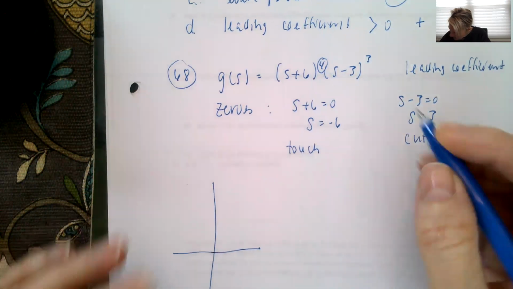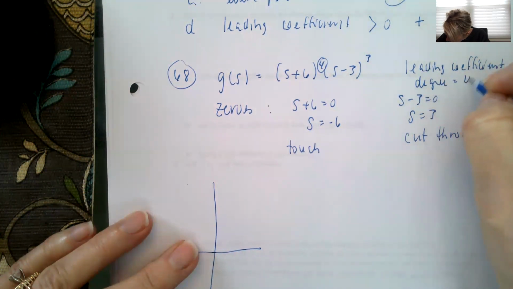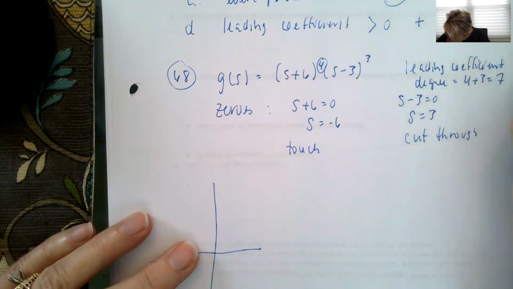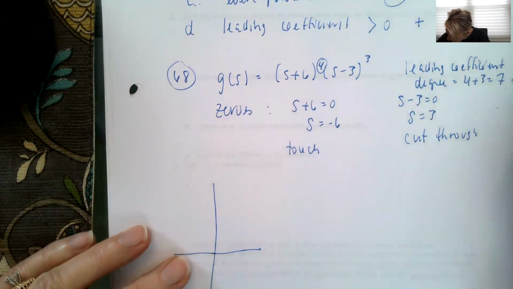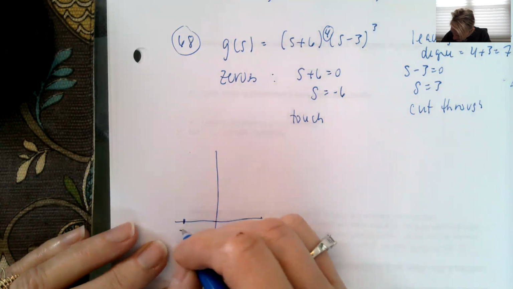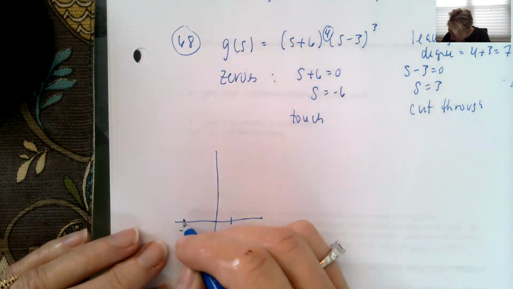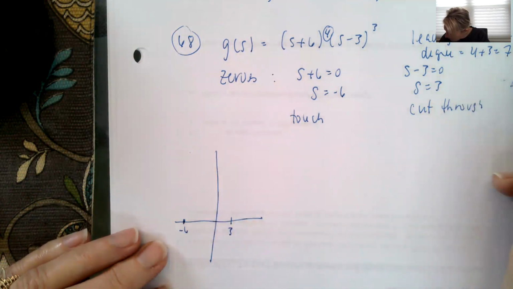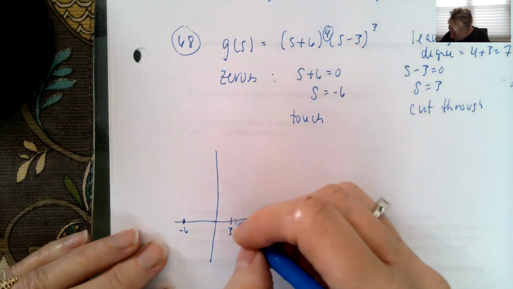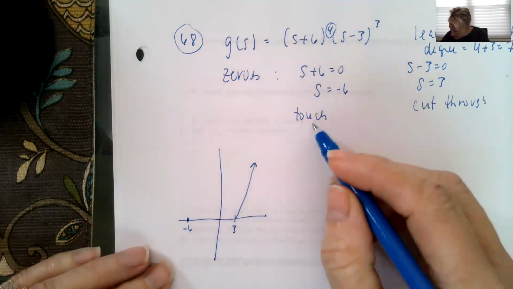Will be positive. And because the degree is 4 plus 3, which equals 7, and it's odd, it's going to end up, and it's going to be this. Okay, so we know there's one at a negative 6. We know there's one at 3. It cuts through and it faces up. So we know it cuts through here and faces up. Okay, and it touches at a negative 6.